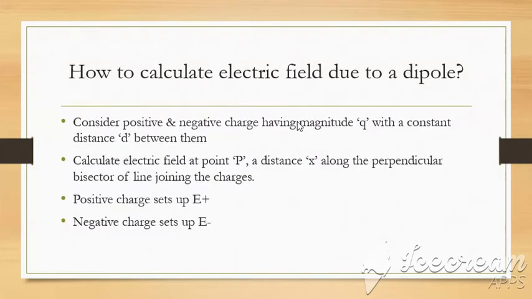Now we must go towards the calculation of electric field due to a dipole. For this purpose, we must consider positive and negative charge having magnitude q with a constant separation d between them. Calculate electric field at point P. This will be given in the next slide in a diagram, which is at a distance x along the perpendicular bisector of the line joining the charges. Positive charge sets up E positive electric field and negative charge sets up E negative, which is negative electric field.